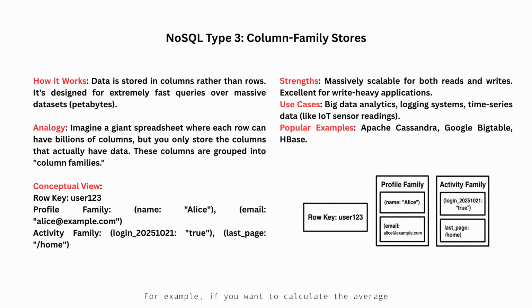For example, if you want to calculate the average temperature from billions of IoT sensor readings, a column family store would be extremely fast because it could just read the temperature column without having to process all the data in each row. This is the kind of database that powers large scale event logging, analytics engines, and messaging platforms.